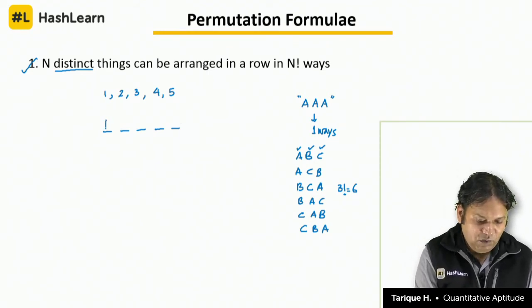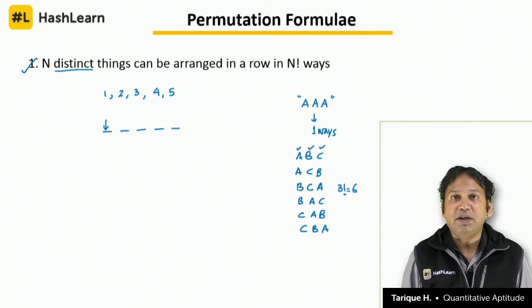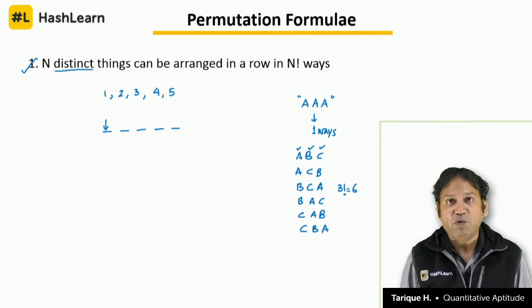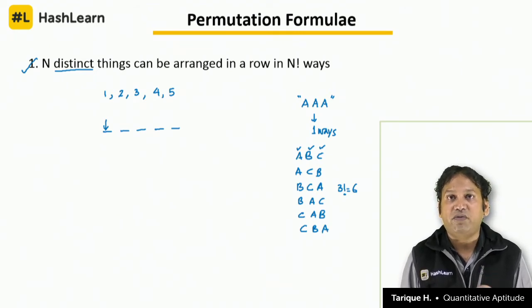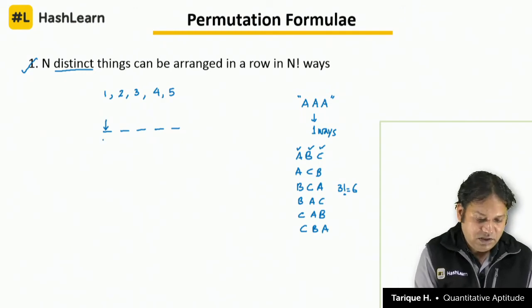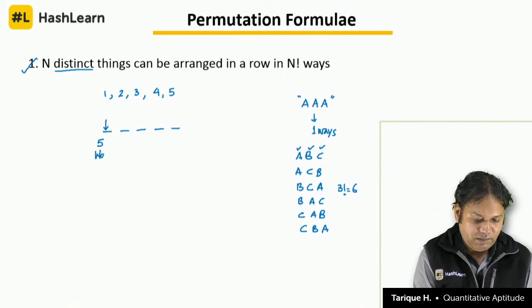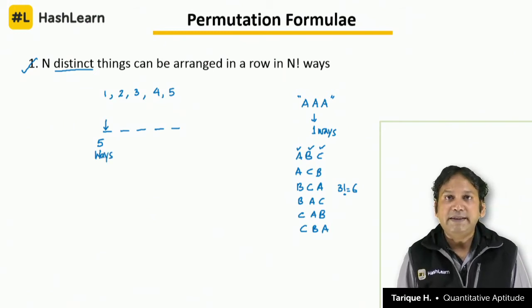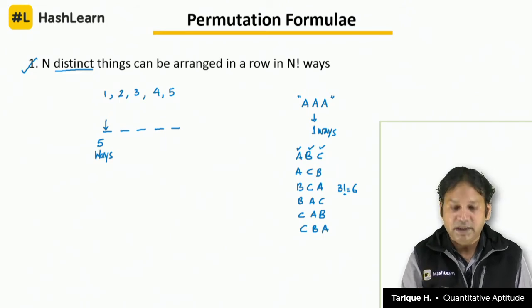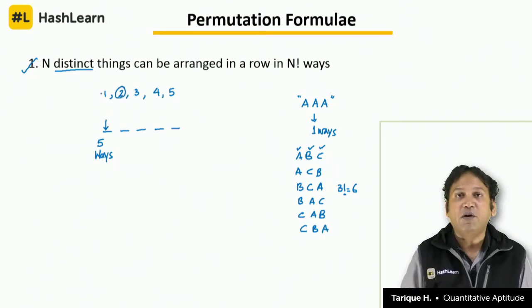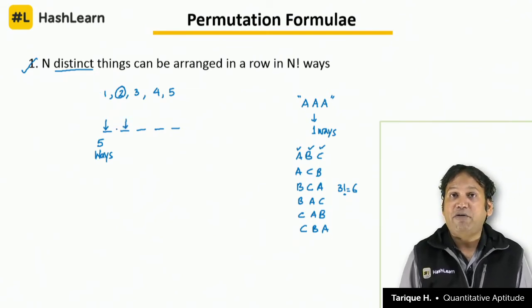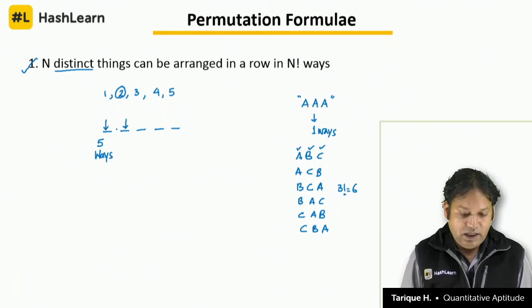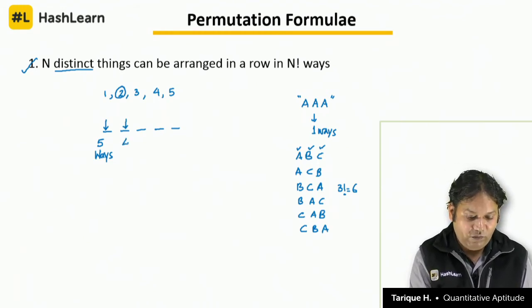Let us start from the leftmost position. Until now we have not used any digit. So, the leftmost position can be filled in 5 ways. I can put 1 or 2 or 3 or 4 or 5. That means the number of ways in which the leftmost position can be filled is 5. Let us say I have used 2, then I am left with only 4 digits now for the next position. That means I cannot repeat 2, I have to use all the 5 digits. So, the next position can be filled in 4 ways.